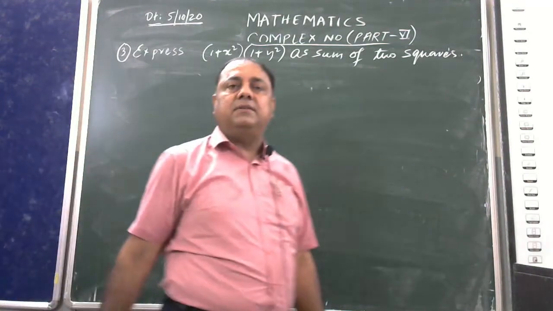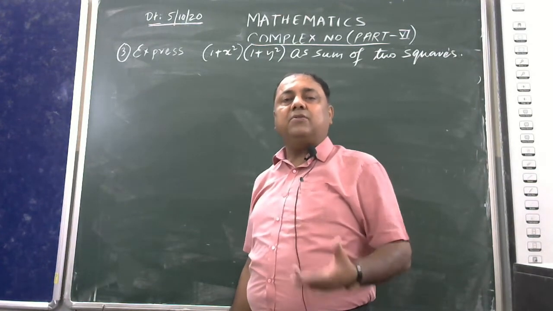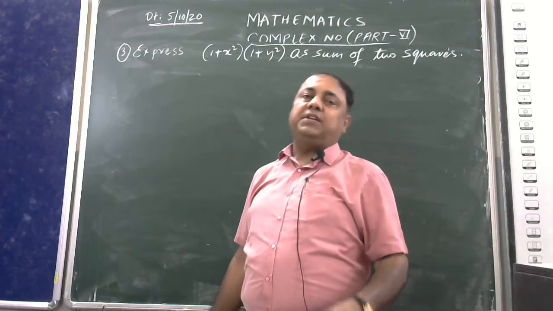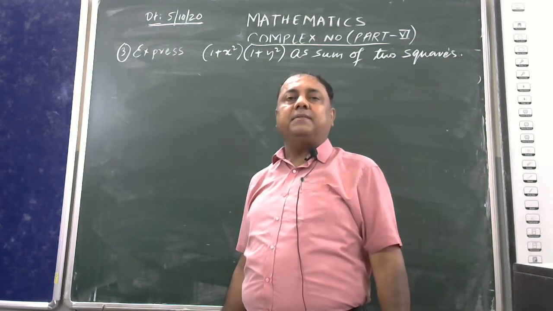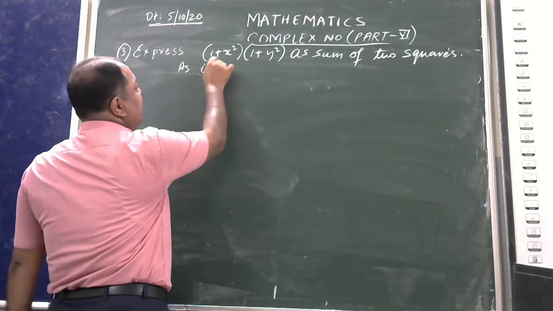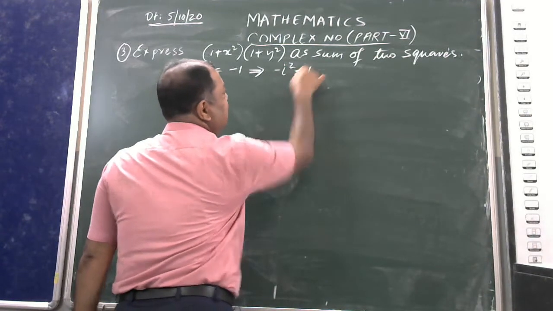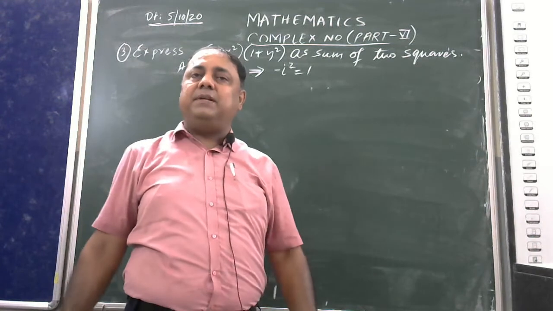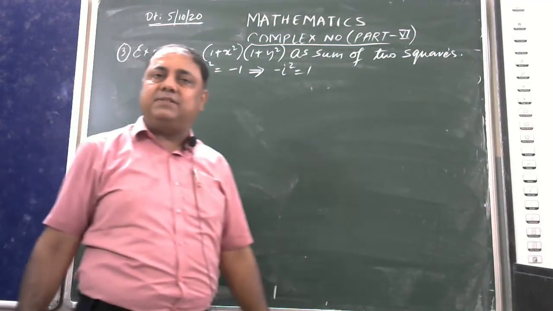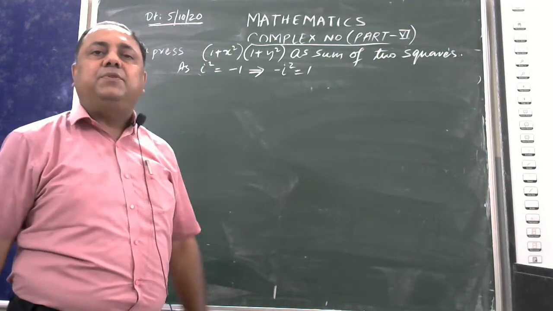Now, how do I start? I cannot factorize x squared plus 1 by the real number concept, and I cannot factorize y squared plus 1. But in the concept of complex numbers, it can be done. I know that i squared is minus 1. Here i is my imaginary quantity, and I know that i squared is equal to minus 1.